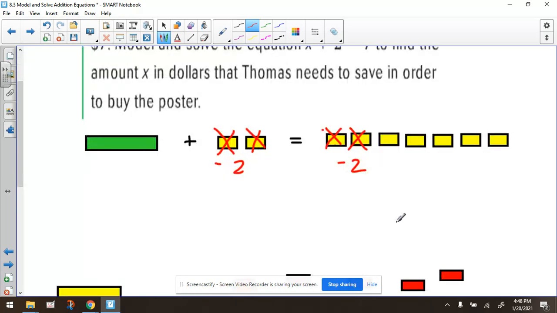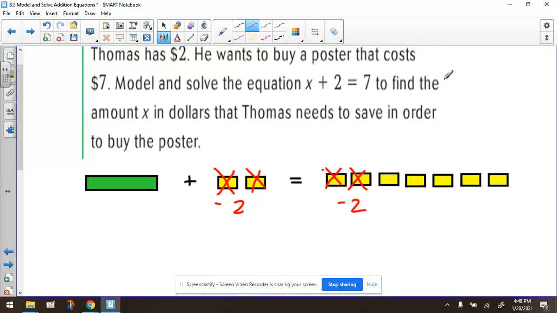So if we were to write this out algebraically, the equation was x plus 2 equals 7. And we show 2 being taken off both sides of the equation. That's basically what this is modeling. This would cancel out. We're left with nothing, right? Nothing's left. If we do 7 minus 2, then we get 5.